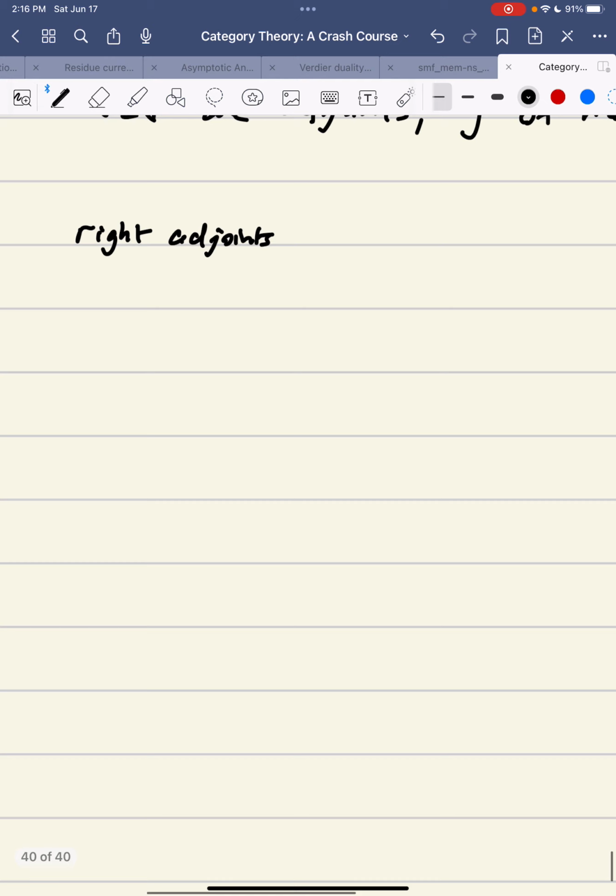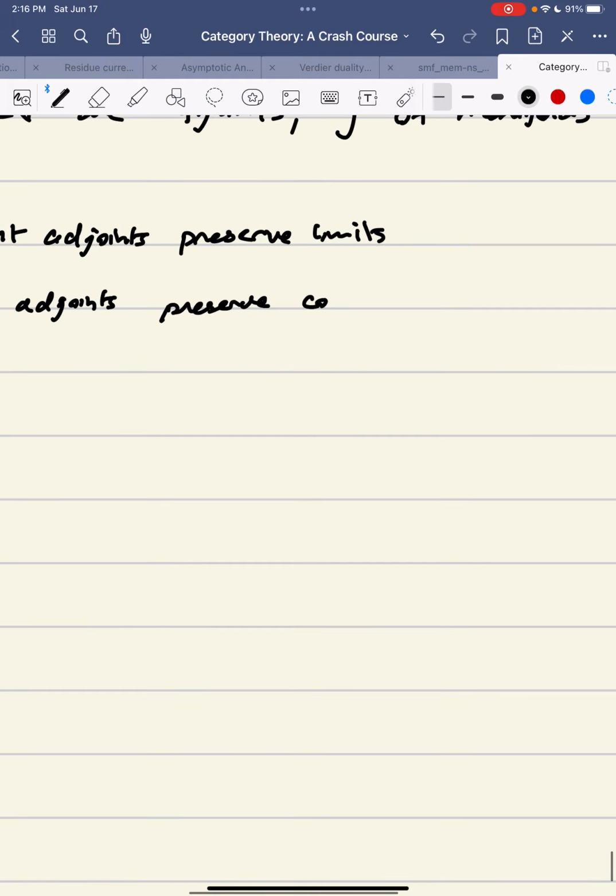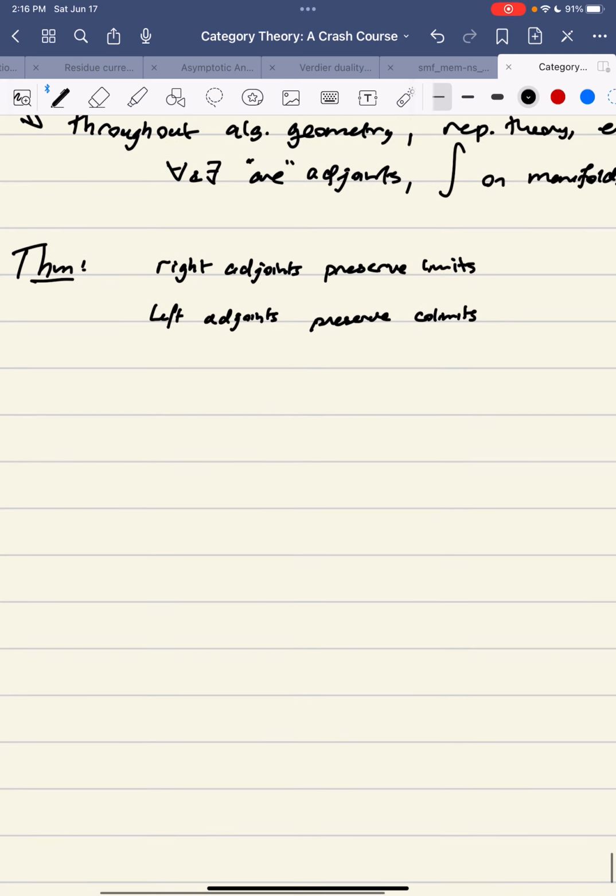Theorem. So right adjoints preserve limits. Left adjoints preserve colimits. This is not super hard to prove. Kind of a nice little idea. You can prove the first one, and then the second one follows just by taking the opposite category of the whole idea, the whole proof. Preserving limits and preserving colimits.